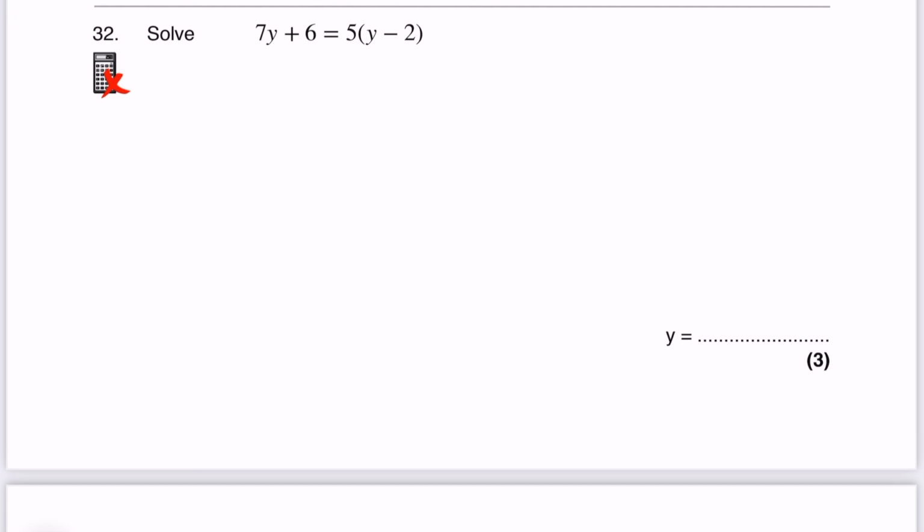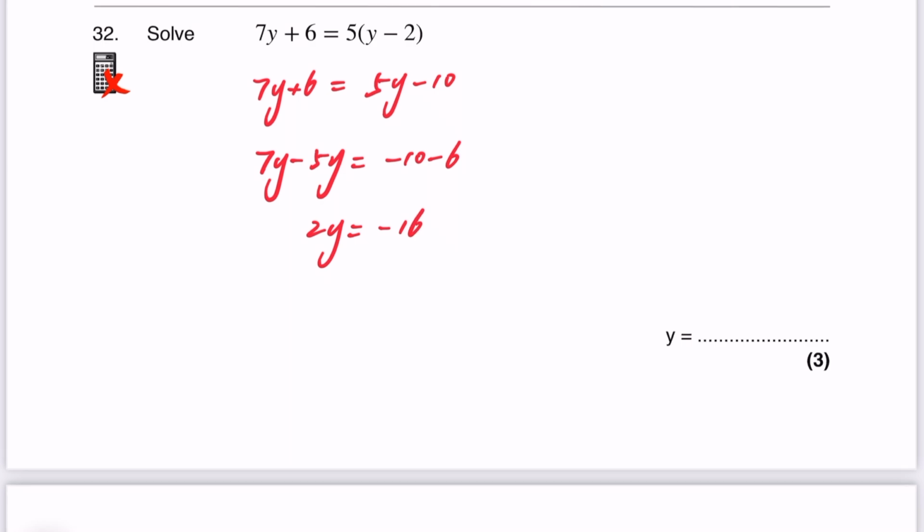For question 32, we've got a bracket, we've got an algebraic expression on both sides of the equation, and a constant value on both sides, a bit more complicated than before, so here is my suggestion. Let's expand the bracket first. 7y plus 6 equals 5y minus 10. Let's do the 2 rearrangements in one step. 7y minus 5y equals minus 10 minus 6, which gives us 2y equals minus 16. y equals minus 16 divided by 2, giving us the final answer, minus 8.